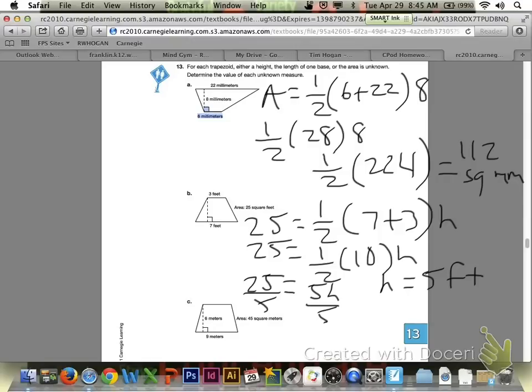For letter B, the unknown measure is the height, so we're trying to figure out what that is. We know the area is 25, so 25 is going to equal 1/2 times the quantity of 7 plus 3 times h. If we follow through with our formula, the height of that trapezoid is going to be 5 feet.